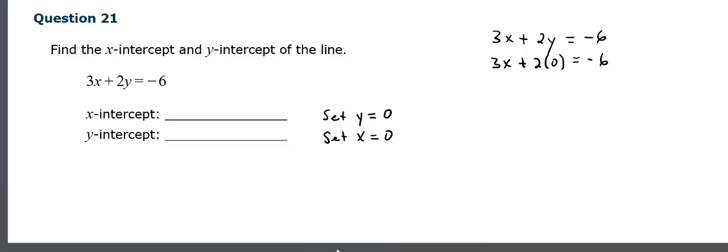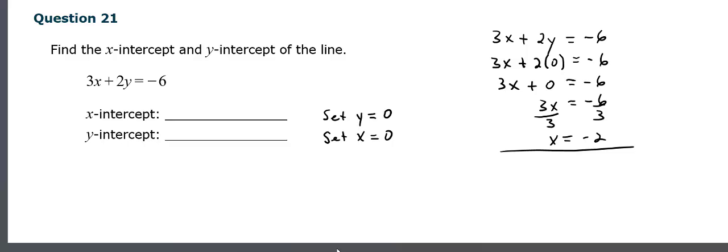So we have 3x plus 2 times 0 equals -6. 2 times 0 is 0. And 3x plus 0 is 3x. And then we'll divide both sides by 3. And our x-intercept would have the coordinates -2. And remember, we substituted 0 in for y. So (-2, 0).